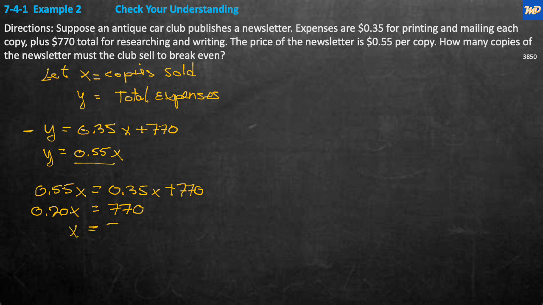And x is equal to 770 divided by 0.2. And that equals what? x will equal 3,850. Oh, I wrote it backwards, sorry. 3,850. They need to sell 3,850 newsletters to break even, at 0.55 cents per copy.